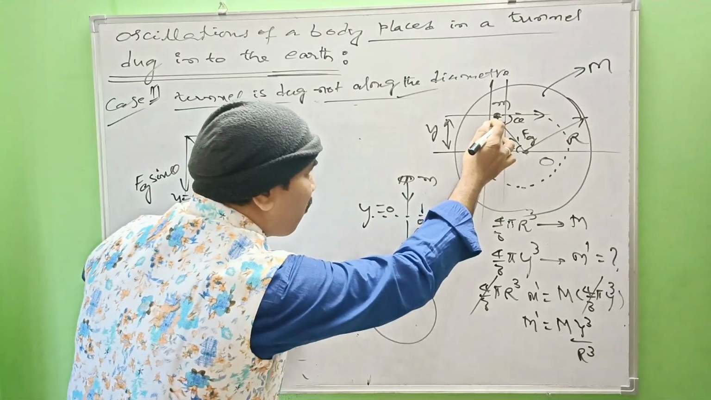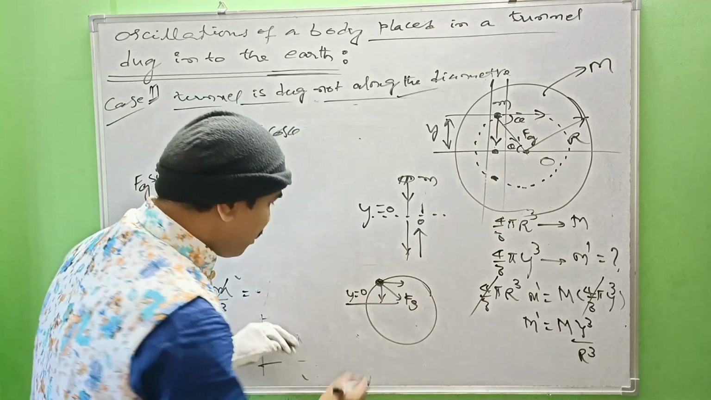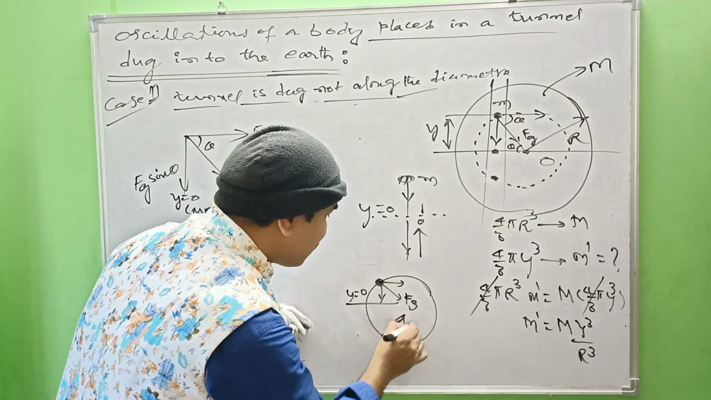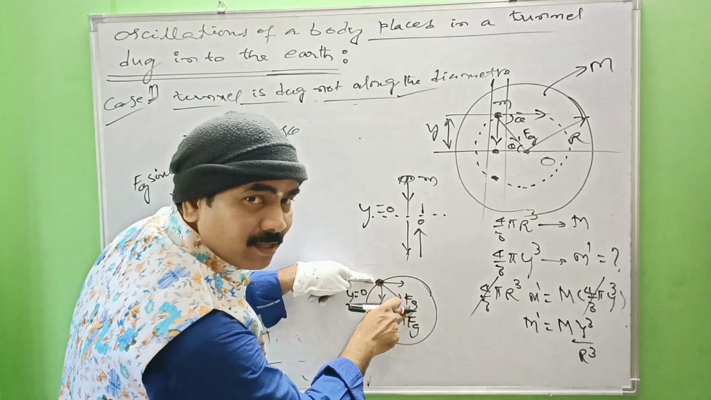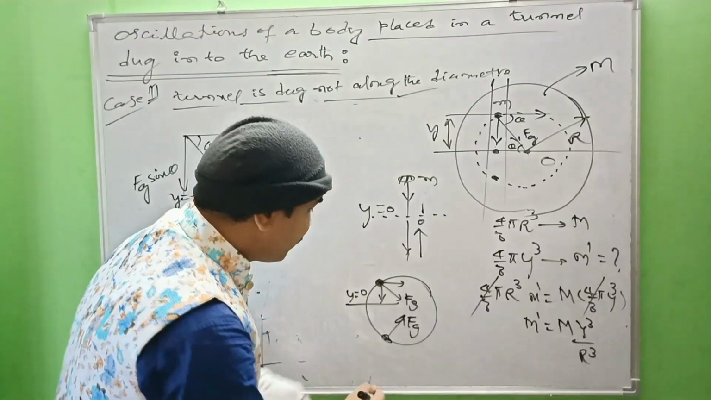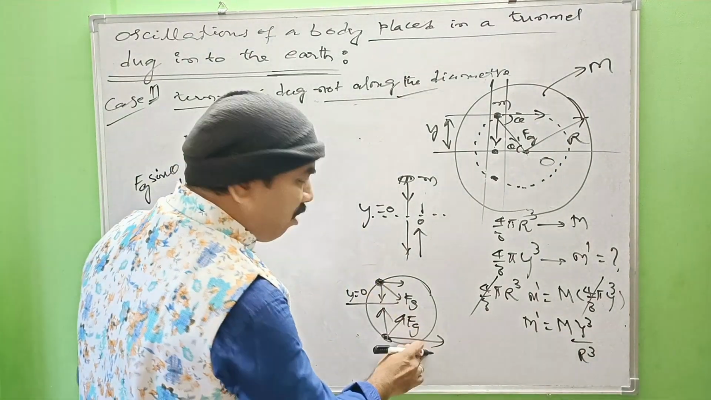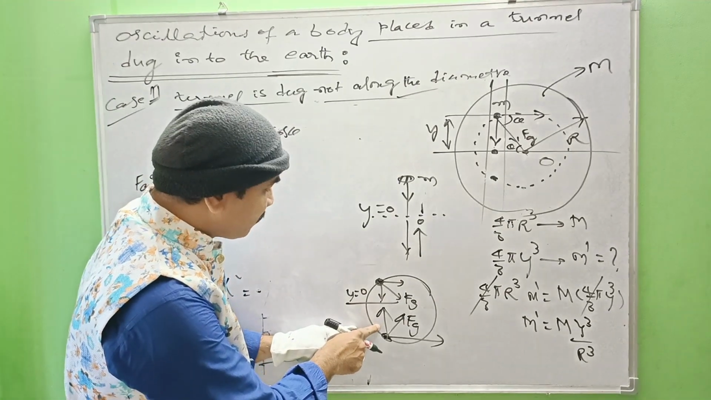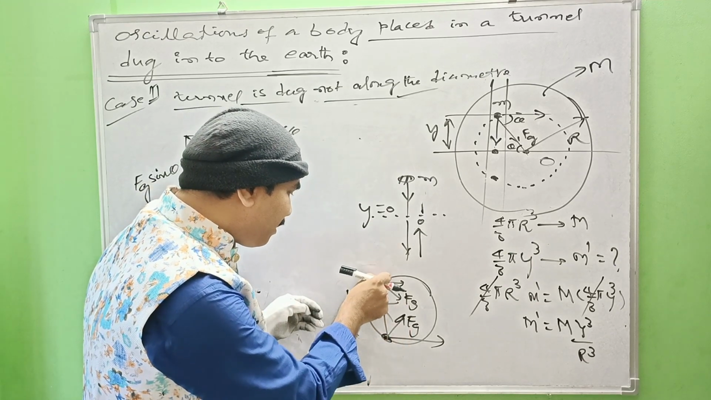When this particular body reaches somewhere here on the other side of the mean position, it is pulled towards the center of the earth like this. This is Fg. When the position is somewhere here, again Fg acts towards the center. Now this can be resolved into two components. One is like this, another one is like this. Leave these two components and assign the direction of the sine components. When the particle is above the mean position, Fg sin theta is towards the center.